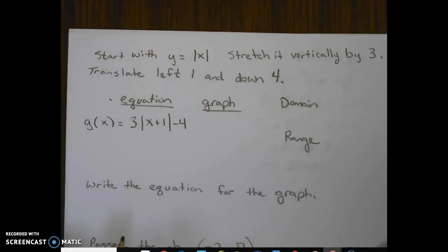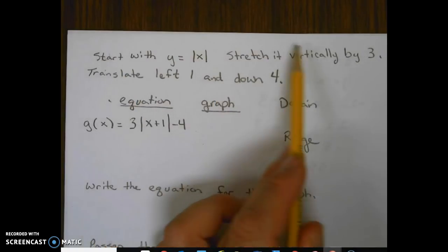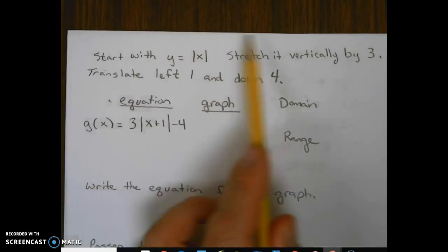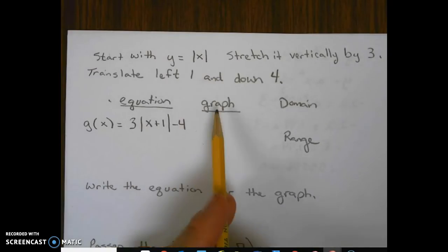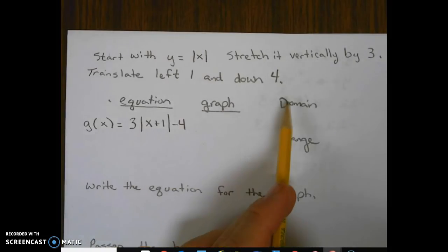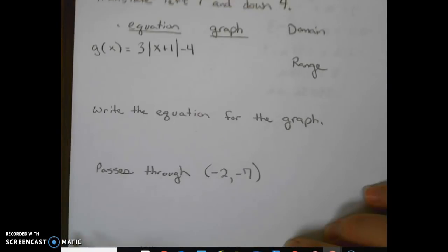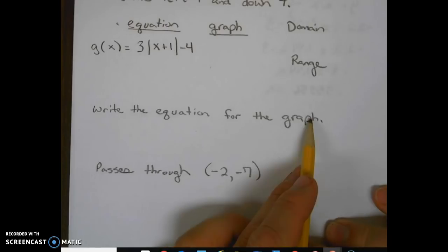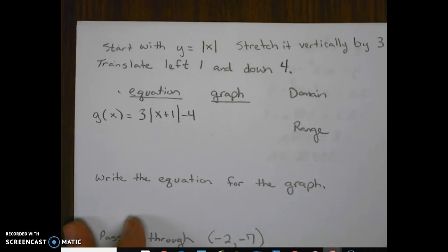All right, good evening. Tonight we're going to be learning about how to take some words here and formulate an equation from the words. Then we're going to go to a graph. Then we're going to write the domain and the range. And then after that, we're going to write an equation from a graph that passes through a specific point. So let's get right to it.